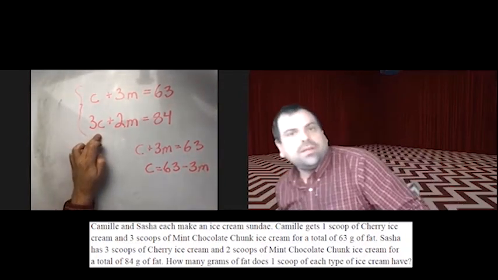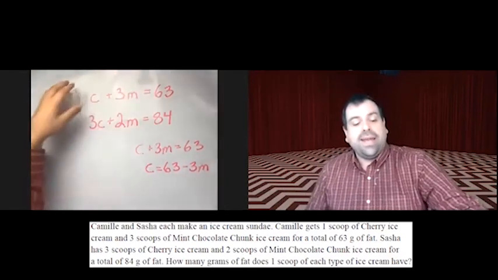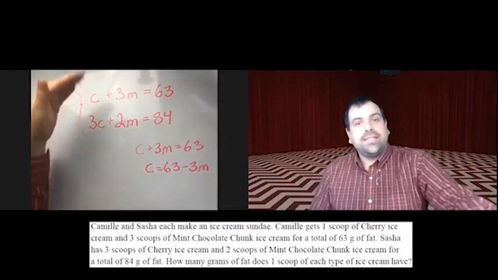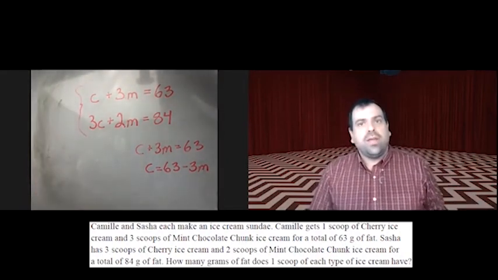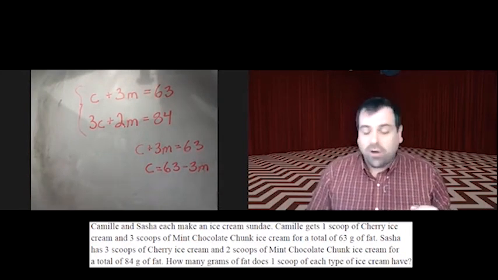So I'm going to use substitution, but you could also do addition. You could multiply the top one by -3. Then you'd have a -3C and a 3C. Things would cancel. You can go from there. You'll get the same answer no matter how you solve it. You just have to be able to solve it.